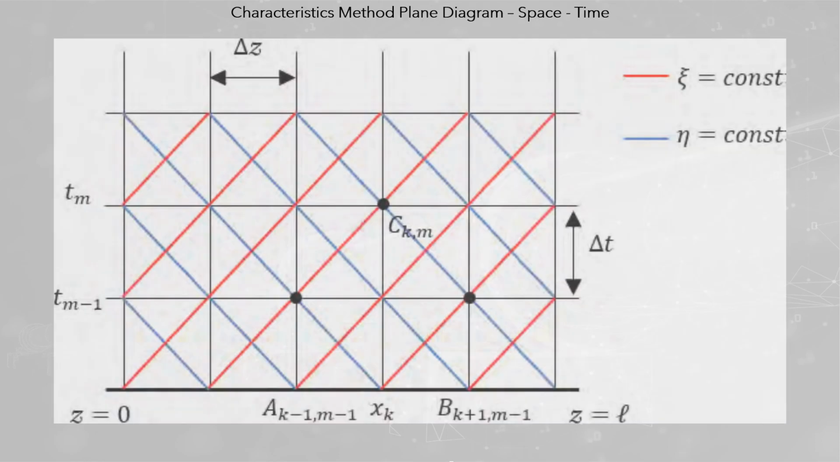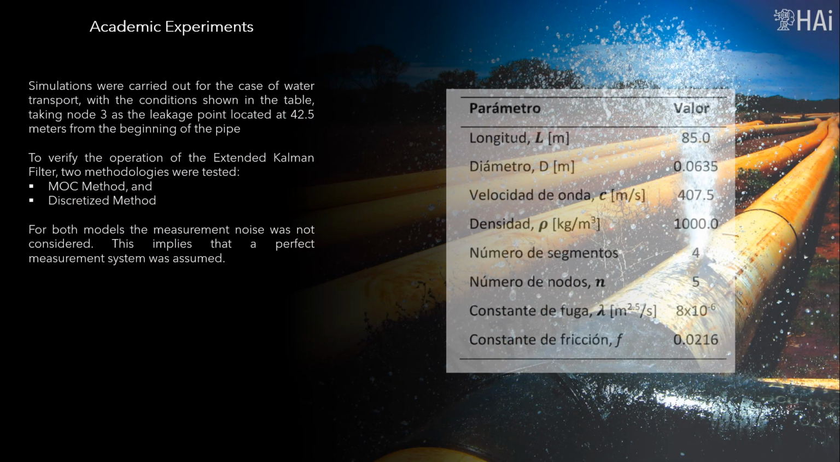The image shows the characteristics method plane diagram, x, t, in which it is the pipeline line in the space, and the time. Academic experiments. Simulations were carried out for the case of water transport, with the conditions shown in the table, taking node 3 as the leakage point located at 42.5 meters from the beginning of the pipe.